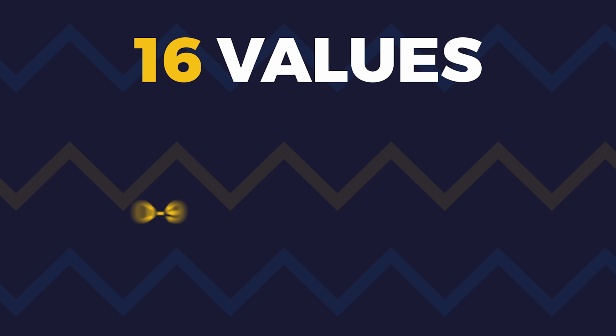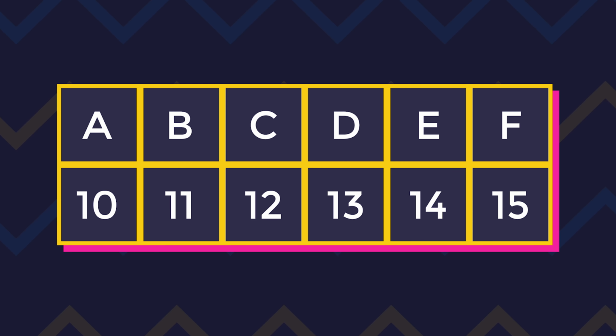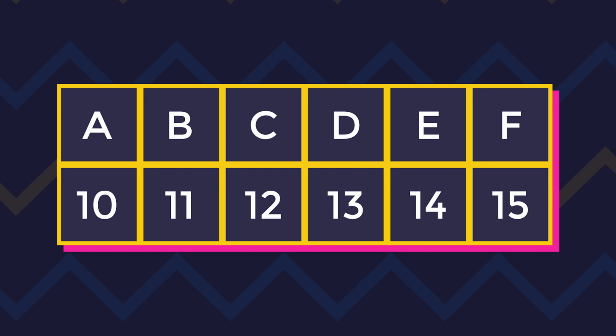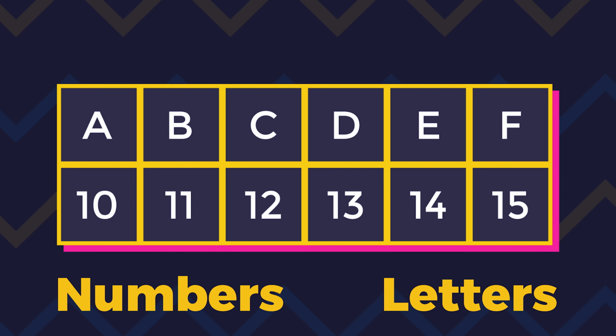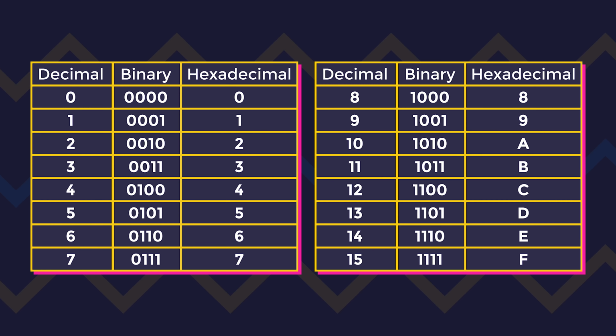The values are from 0 through 9, then from A to F. So yes, there are letters as well, which might make it a bit more confusing. But don't worry, I'm going to explain how this system works. So basically, the letters from A to F represent the numbers 10 to 15. So instead of representing them with numbers, we represent them with letters. Here's a table which corresponds the hexadecimal values to the binary and decimal values.